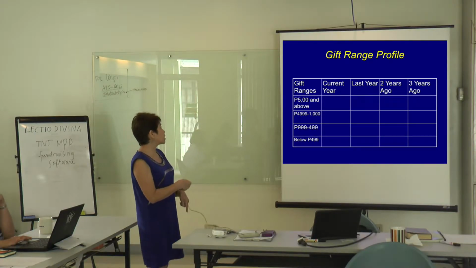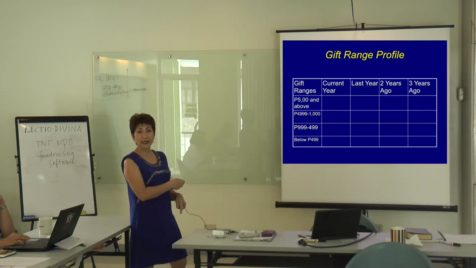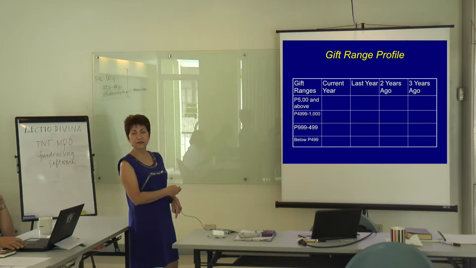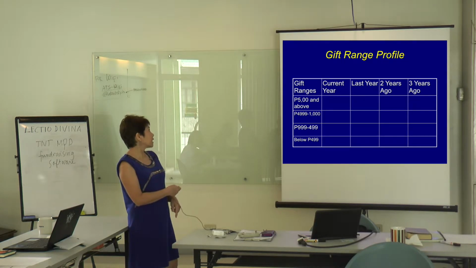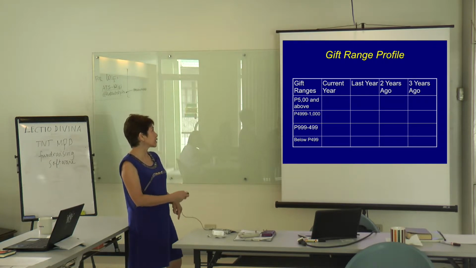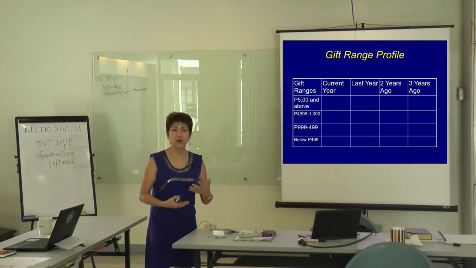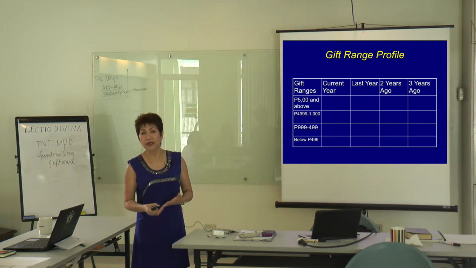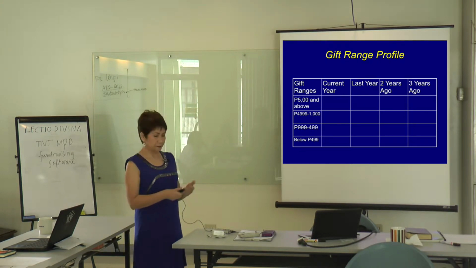So this is how your gift range profile would look like if you're going to make a table. You have the gift range here, profile the categories of gifts starting from the highest, and depending on the amount of gifts, the range of gifts that you receive in your organization, it will vary. So record the current gift, last year's gift, gift 2 years ago, and 3 years ago. This will give you the giving history of your donors.